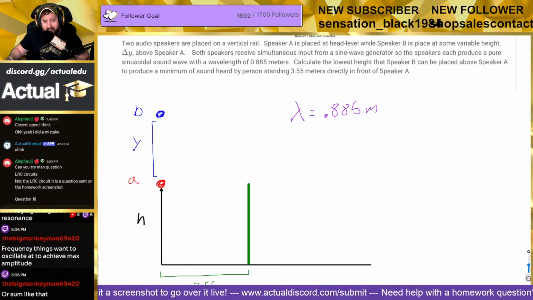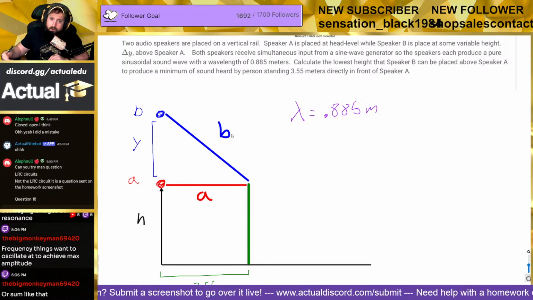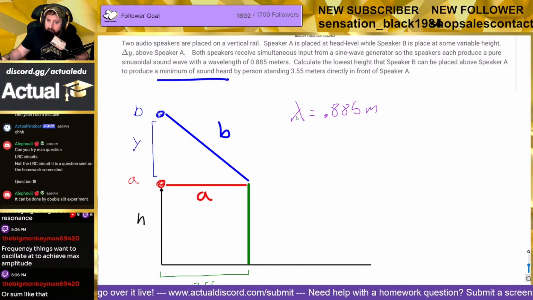So you have two different paths, right? Speaker A is going to have some length here. Let's call that A. And then speaker B will have some path length B here. And in order for there to be minimum sound heard, you need the path difference. This is a double slit experiment. It literally is. It's kind of cool, actually. Yeah, this is a double slit question, really.